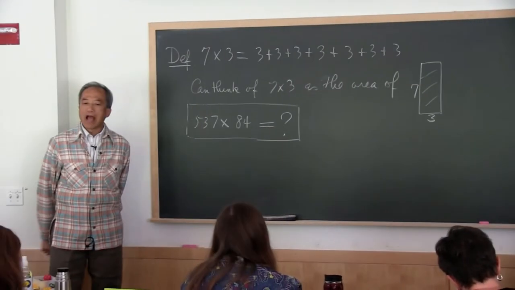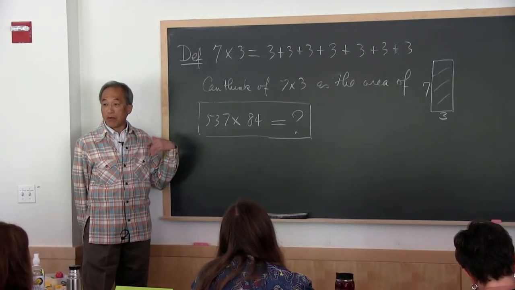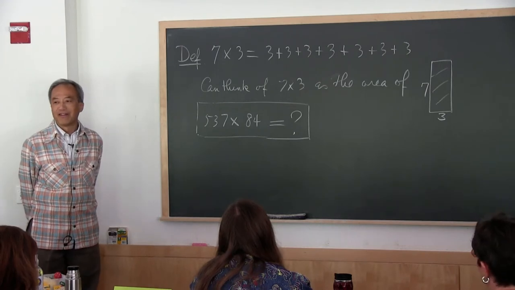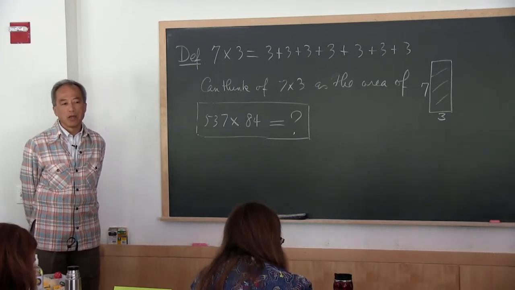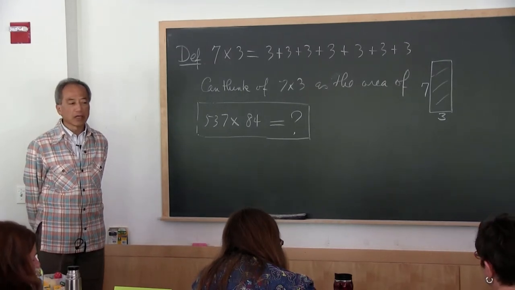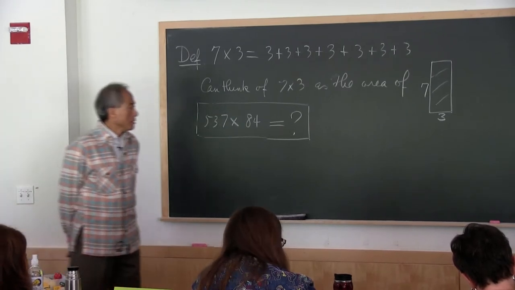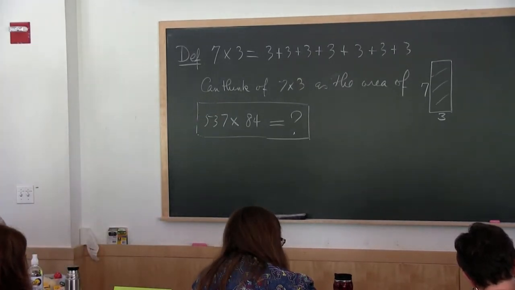Now, why is this interesting? Because I want to find out how much this is. What do I have to do? Write out 84,537 times. Do you want to do it? No, that's the whole point, right? So you're forced to find a shortcut. How to do it? So we first break it down, as I said, reductionism.